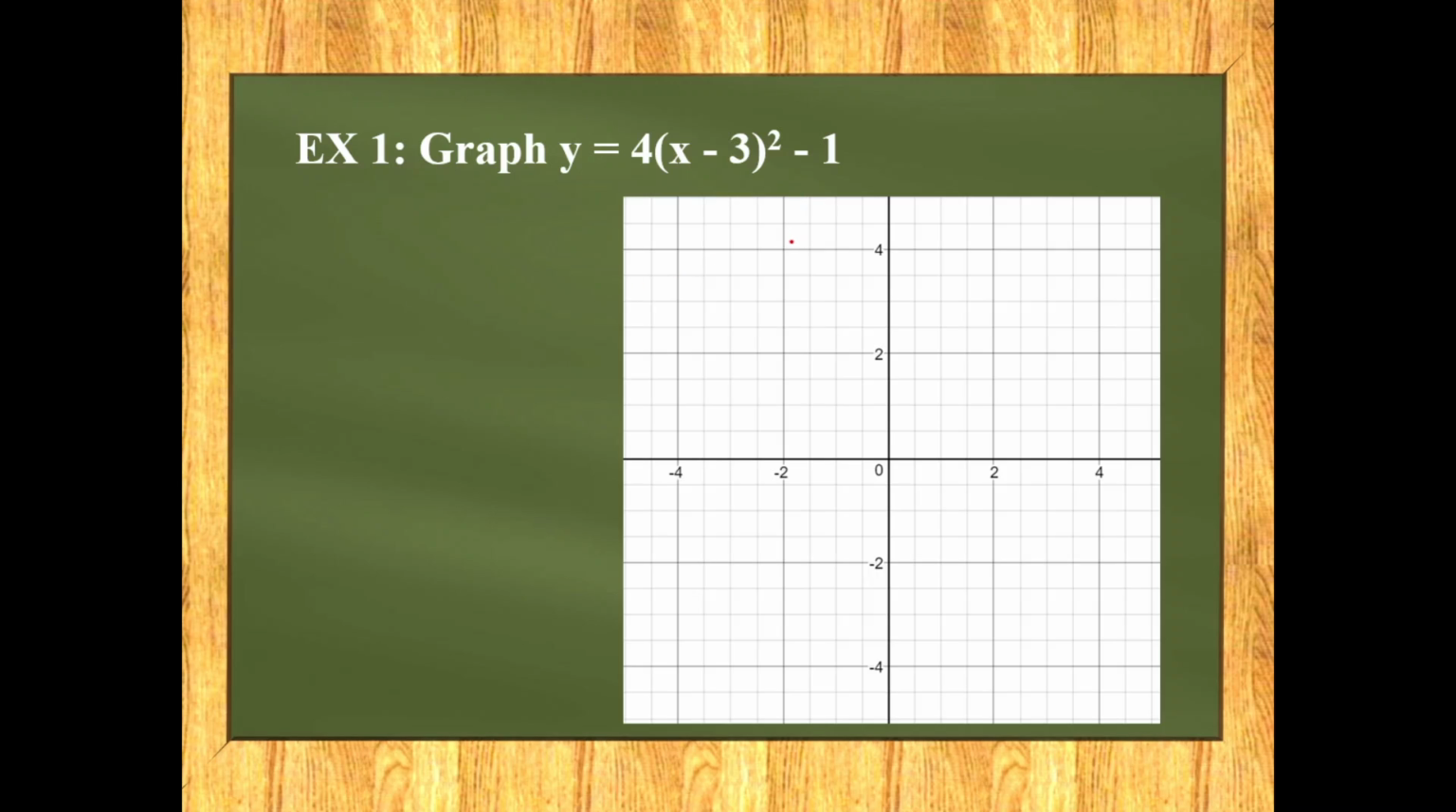We want to find the vertex and we want to graph the equation. So the first thing I notice is I can find h and k. All right, so my vertex is at (3, negative 1). So I'll start by plotting that point right here. My a value is greater than 0, so it is going to go up.